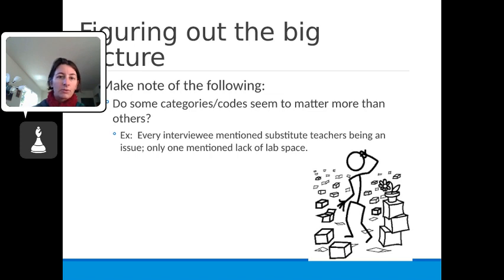For example, do all three of your interviewees mention something? And in one case, and in another case, only one of your interviewees mentions it. So I give you an example here that every interviewee mentions substitute teachers being an obstacle to science education professional development. Most of you who work in K-12 education probably understand that, but only one of my interviewees mentioned a lack of lab space to be really important. So that tells me something, that even though lab space might make a difference, substitute teachers might make a bigger difference.